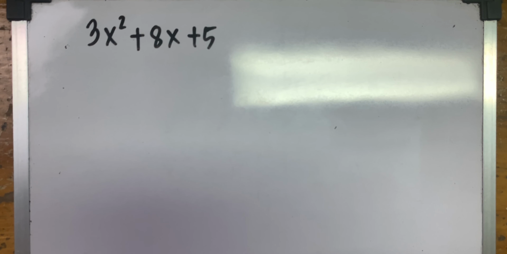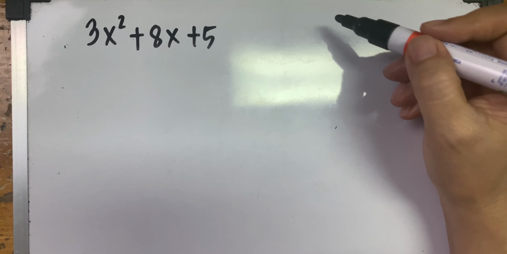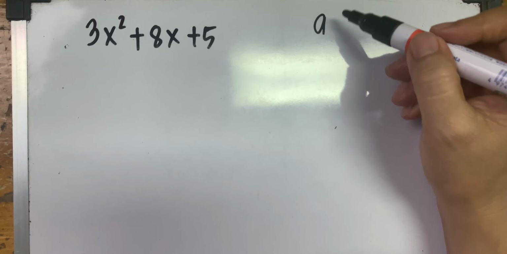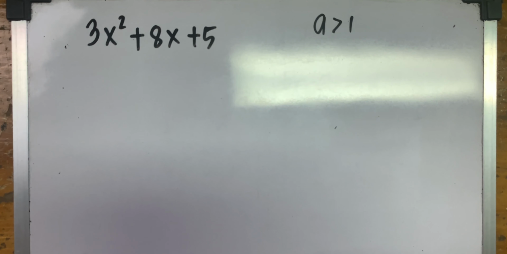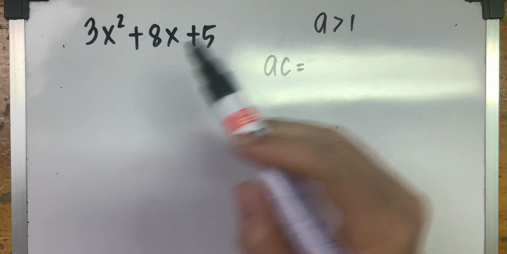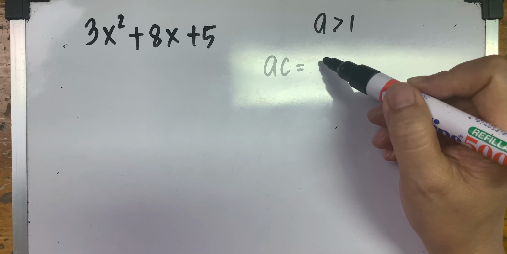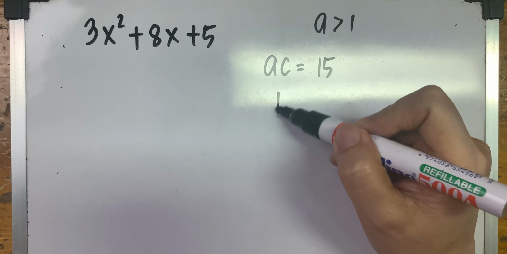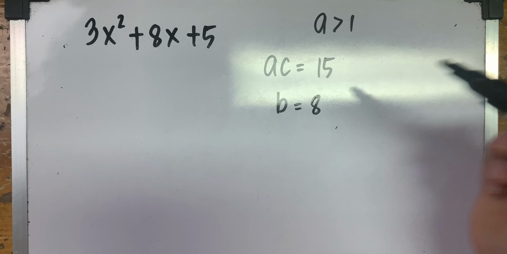Okay, for our next example, 3x squared plus 8x plus 5. This time, our a is not equal to 1, but greater than 1. So how do we factor a trinomial whose a is greater than 1? Okay, same method, we have to find our product of a and c. In this case, it's 3 times 5 will give us 15. And our b is positive 8.